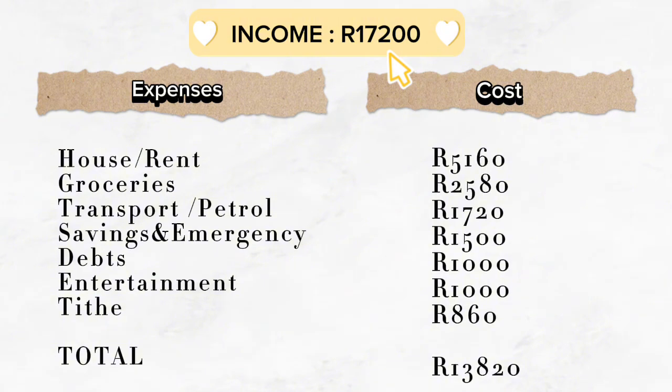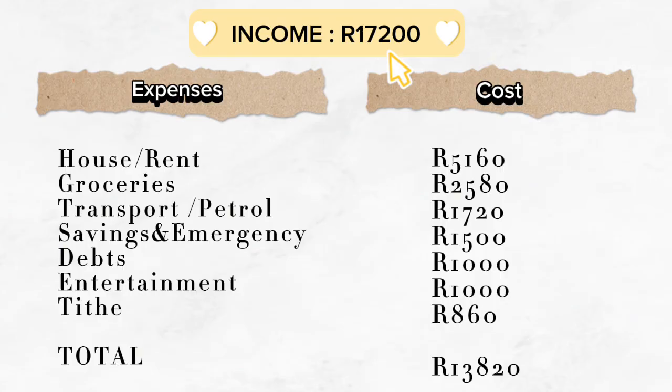For my food and groceries, 15% of my salary, which is 2,580. And then for the transport, we have 1,700 plus minus. And then for our savings and emergency fund, we're going to hold 1,500 rand. So 1,000 rand is for our savings, 500 rand is for our emergency fund. And then we have our debts. The total amount that our debts come to is 1,000 rand. Remember, by debts, we're talking about your phone, your clothing accounts, any accounts that you have to pay every single month. And if you have a loan that you are paying for, please include it in your debts as well. And then your entertainment.